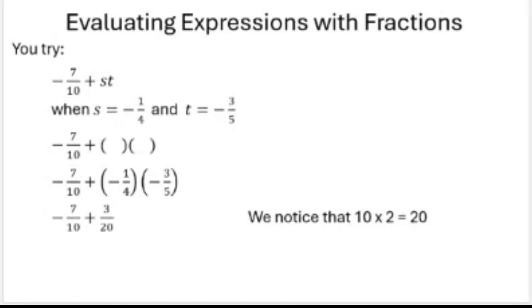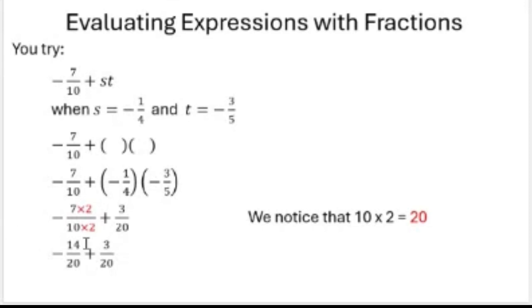We need a common denominator, right? We have tenths and 20ths, and we're adding fractions. So we need them both to have the same denominator. We notice we have the lucky case here where 10 times 2 is 20. So I'm going to do that. I'm going to multiply top and bottom by 2, creating 20s on the bottom.